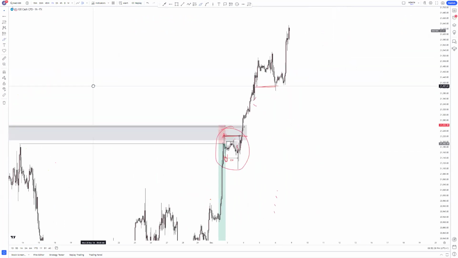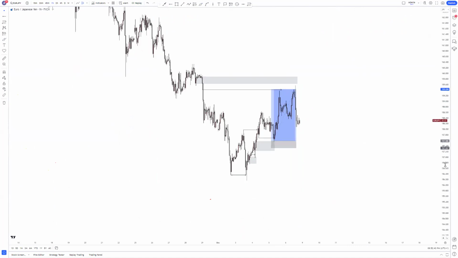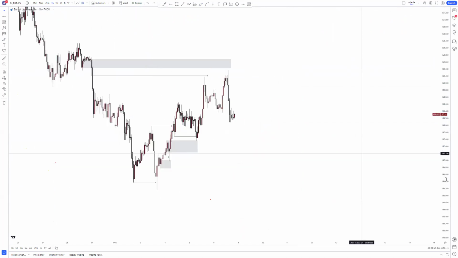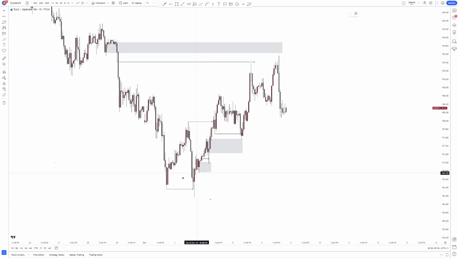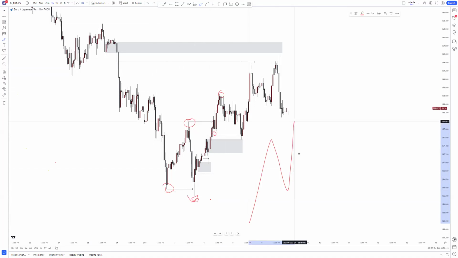Okay, the Euro JPY one I want to show you. This is the Euro JPY one I'm talking about. Now, look at what happened here. After price took out this point of liquidity, we moved back to this point of liquidity. So the next one is going to be this point of liquidity. I did not start expecting price to come here. You move like this.